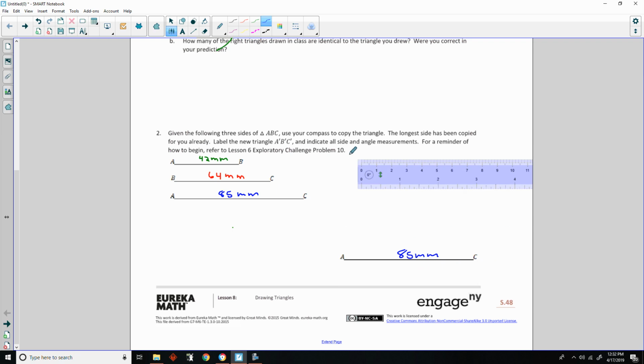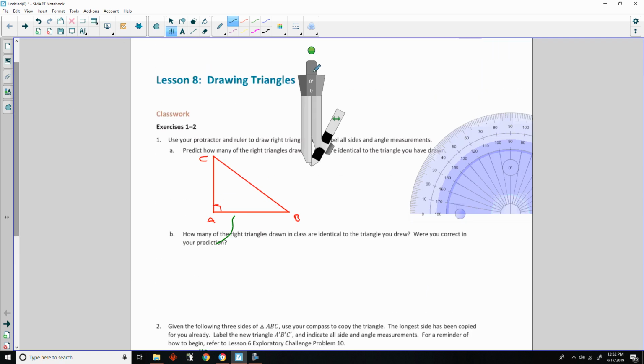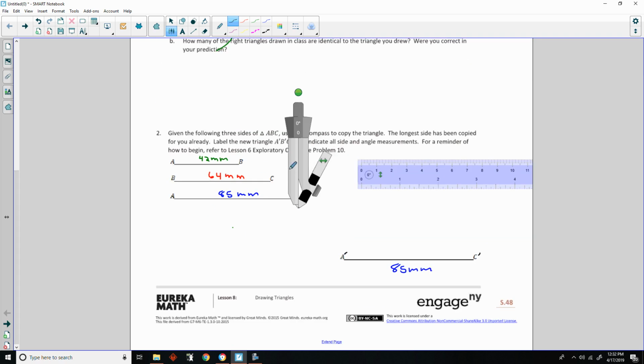All right, so I'd probably want to move that down below because we're creating a triangle. So it said to name this new triangle A prime, B prime, C prime. So I will put prime markers on A and C. And so all I need to do now is take my compass and bring it down here.